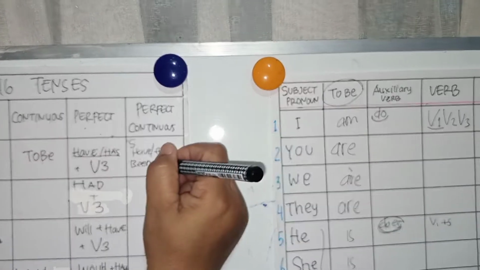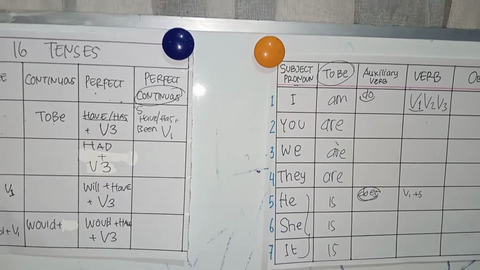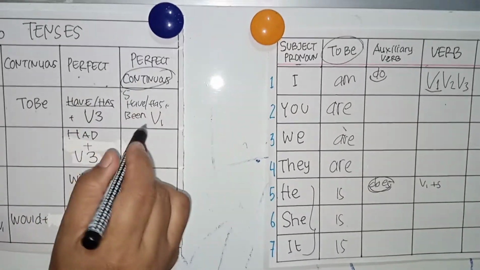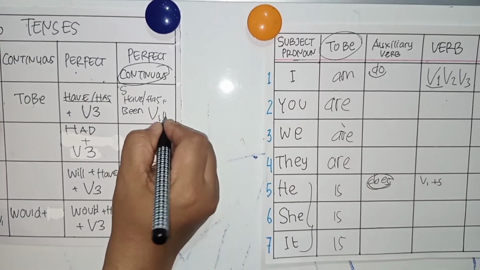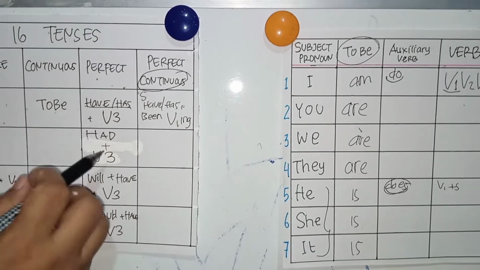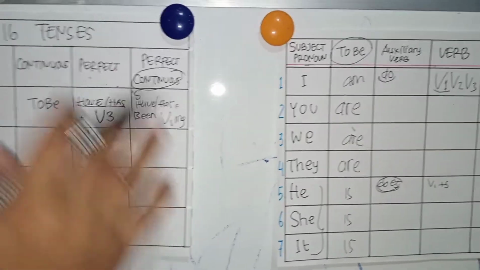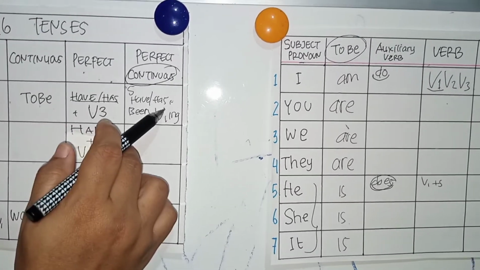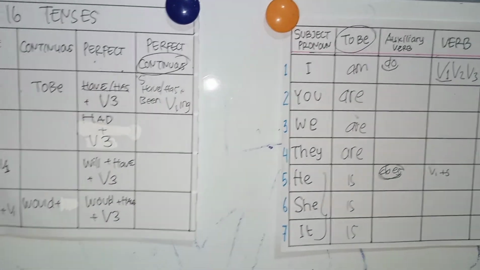What kind of verb do we need to use here? Every time you see this continuous form, you will use verb 1 plus ing. So it will be forming like this: I have been studying. She has been studying.